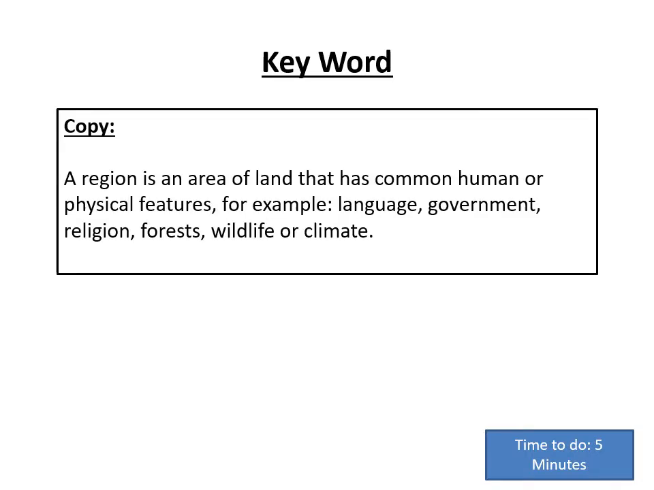Excellent. So keyword, well, I mentioned the word region. So if you could jot this sentence down for me: a region is an area of land that has common human or physical features. For example, language. So it could be that all the countries in a region speak the same language. Government, maybe they're all run in a similar way. Religion, maybe everyone in those countries shares a common religion, or most people at least do. Forests and other vegetation, other plants, maybe that defines a region. Maybe certain types of wildlife or the climate is similar.